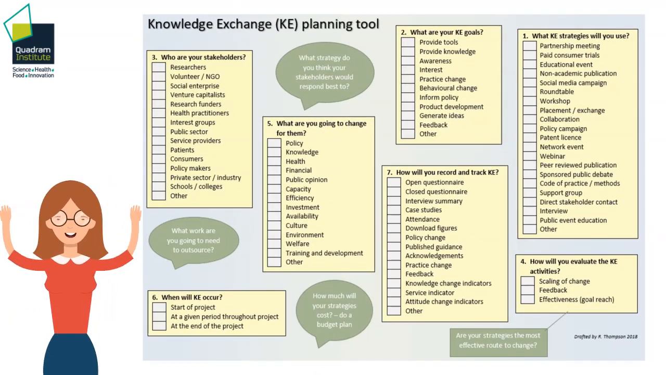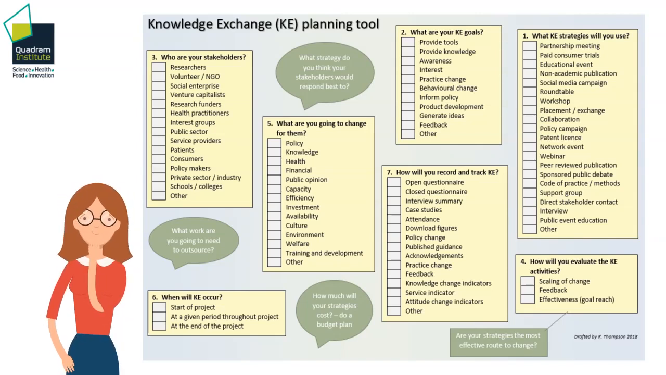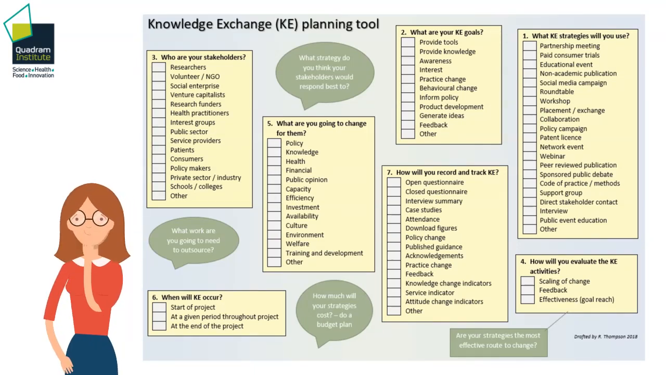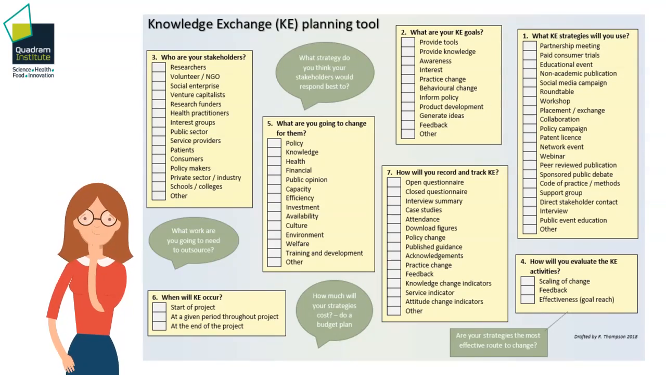We all need a little bit of help sometimes. This knowledge exchange planning tool is available on the QIB Impact Toolkit on the intranet, and it covers everything from identifying who your stakeholders are, what activity you're going to undertake, why you're going to do it, and what your goals are, as well as how you're going to track and report the outcomes.